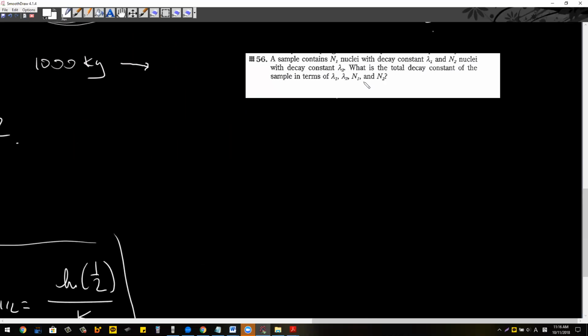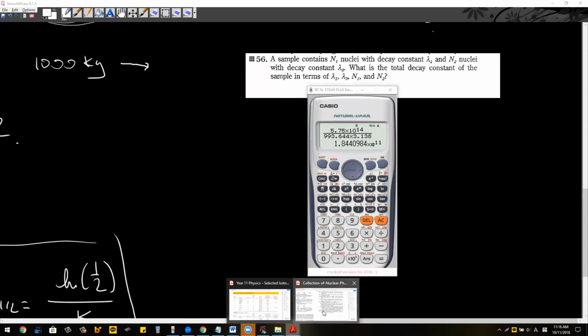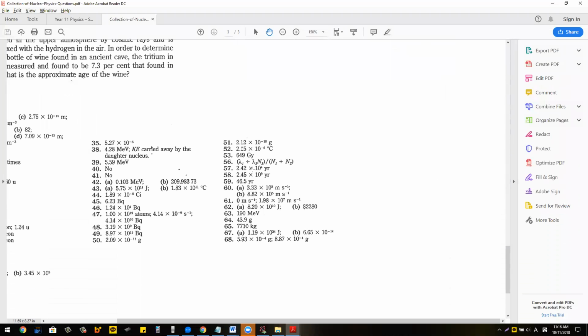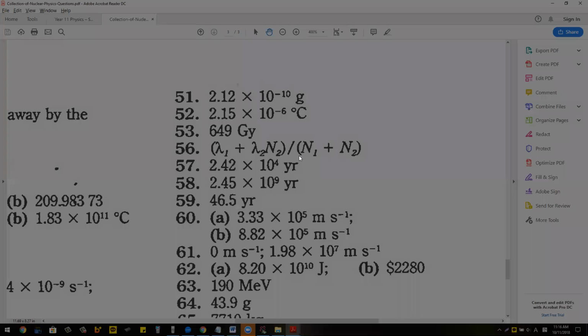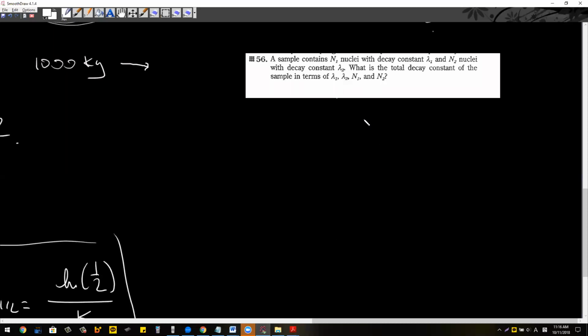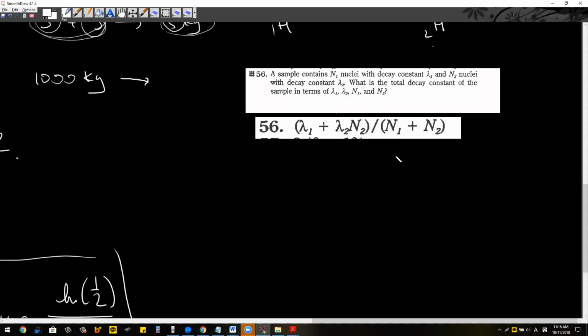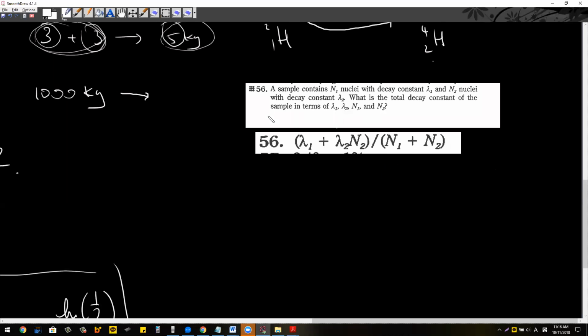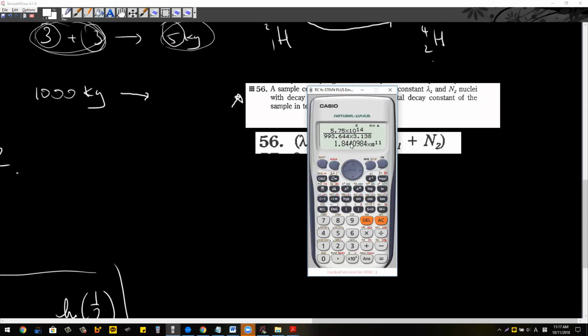Okay, so N1. So what is the situation? Let's have a look at the answer first. 56 is like that. Did you see anything like this in the lecture notes? Combined? No. Was this one of the assigned questions? Yeah, this is pretty much like every single question in the worksheet. It's assigned.